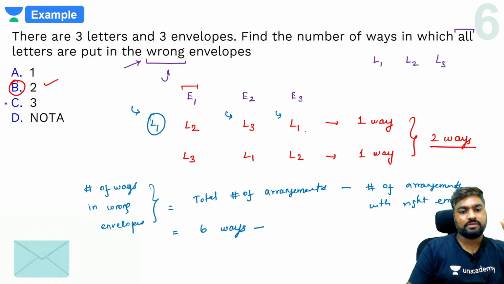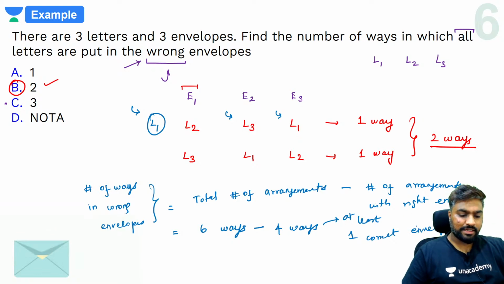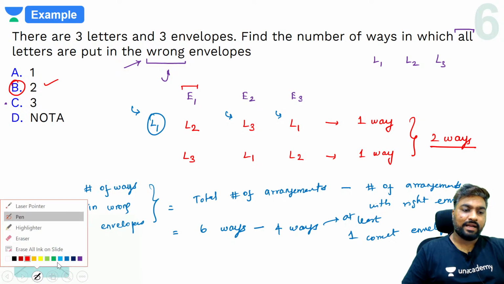Yes, so in this case what will happen? We will remove 4 ways in which at least one correct envelope happens. Yes, at least one correct envelope. Are you able to understand this, guys? Why do we have 4 as the number of at least one right envelope?